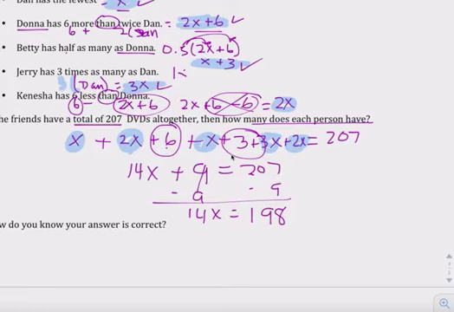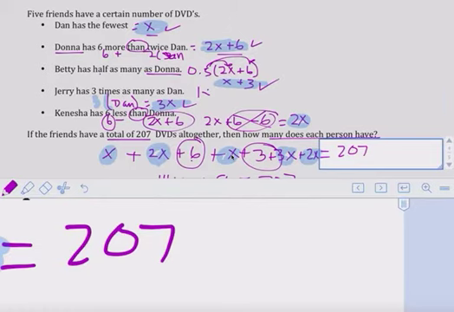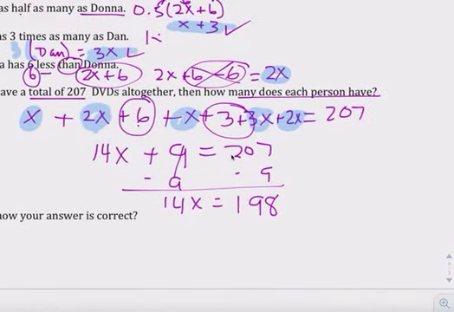Ooh, did I do something wrong? I gave you a number that did not work, because it gave a decimal answer. Is it 14x? Yeah, that's 14x. Yeah, I gave you a number that did not work. The answer I got is 14.14 something, so I didn't give you the right answer.